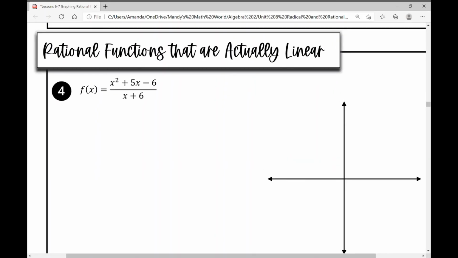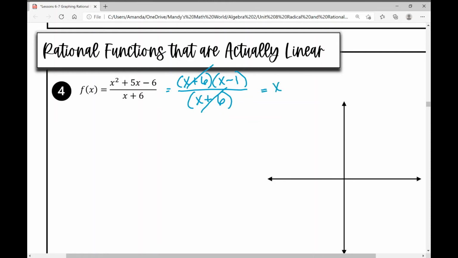Rational functions that are actually linear. So again, the first thing you want to do is factor your numerator and denominator. And in this case, we only need to factor our numerator. So how is it going to factor? X plus 6 times x minus 1 over x plus 6. And as you can see, we obviously have a hole in this function. Where is that hole?